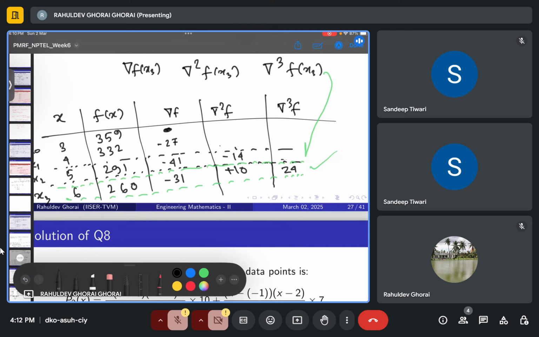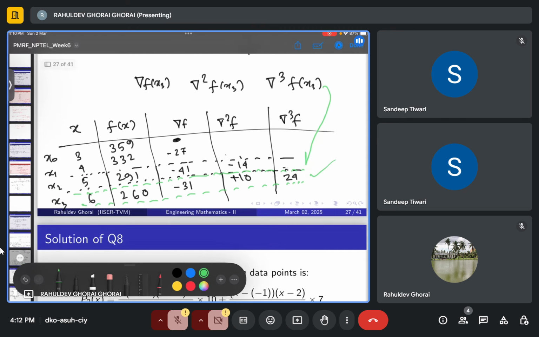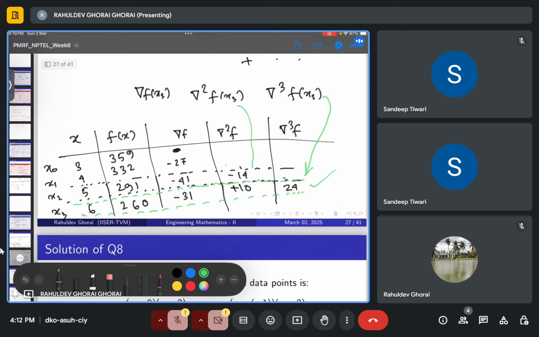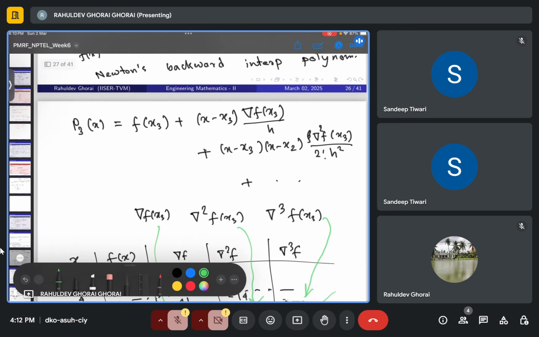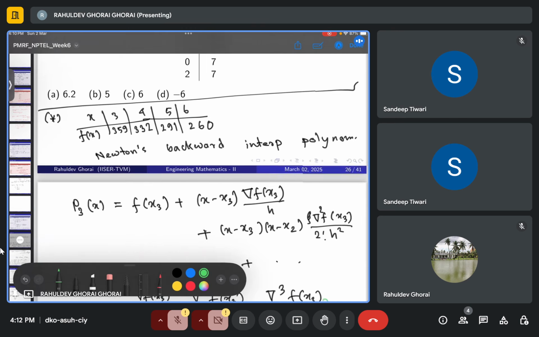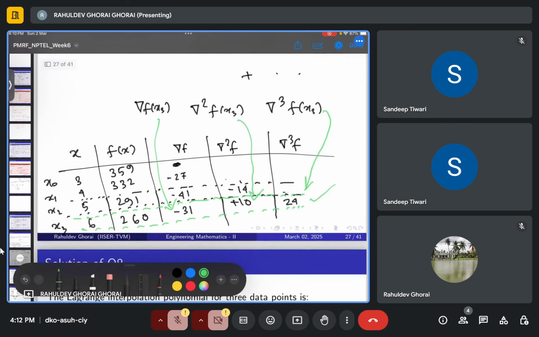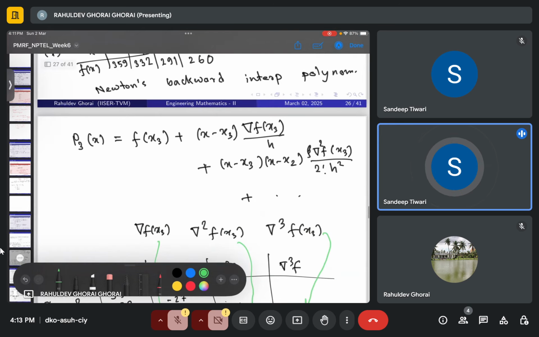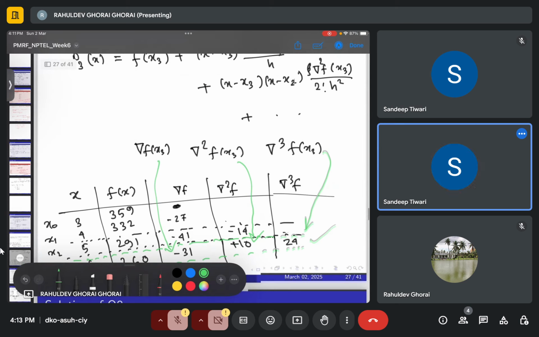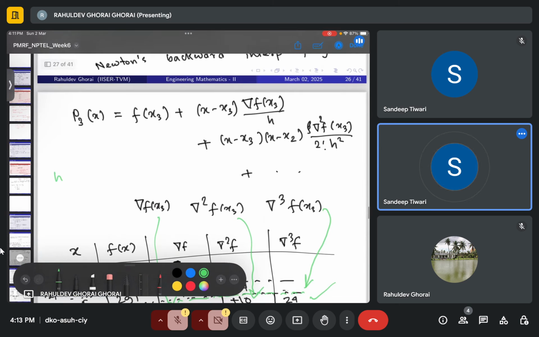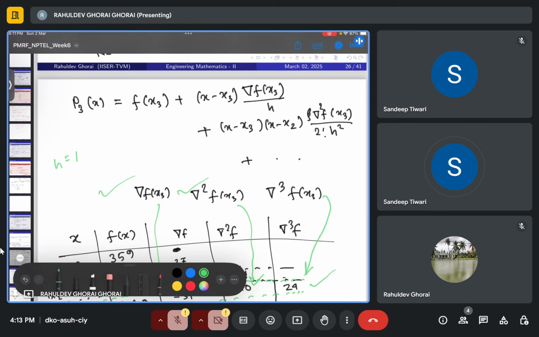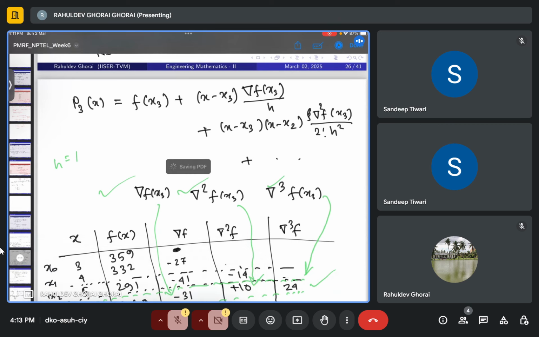This is 24. What I was telling is this one is this, and this one will be this, right? Once you know this, nothing else is there. And h, you know, h will be 1, since it is 3 minus 2, 1. So h is equal to 1. You know all these three values, you just put them in and you get the answer.